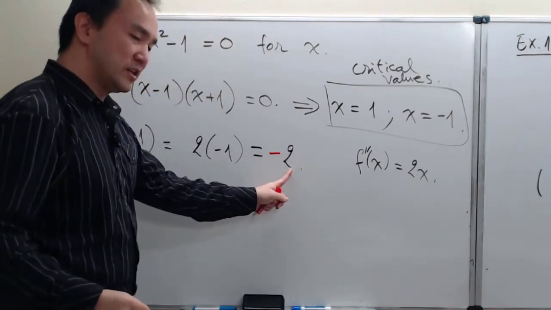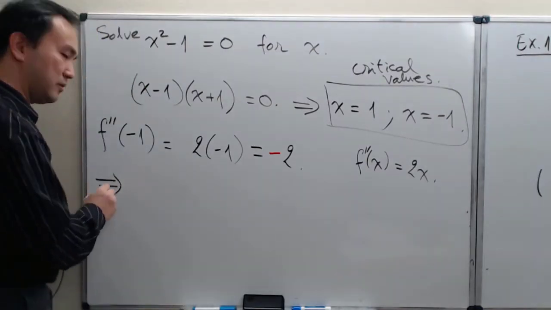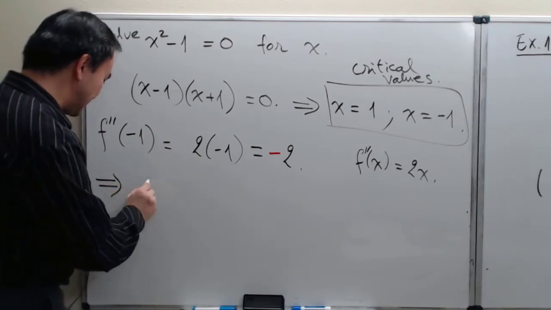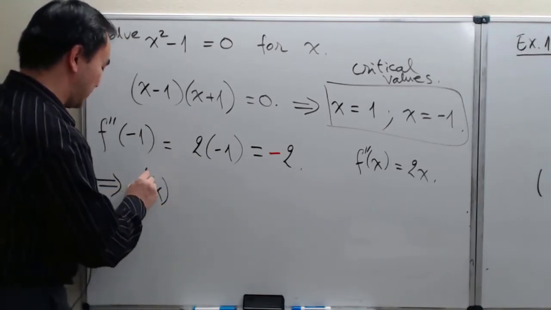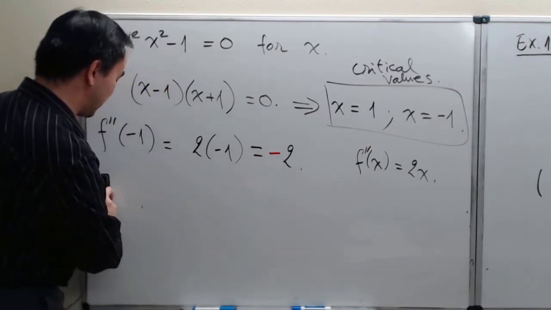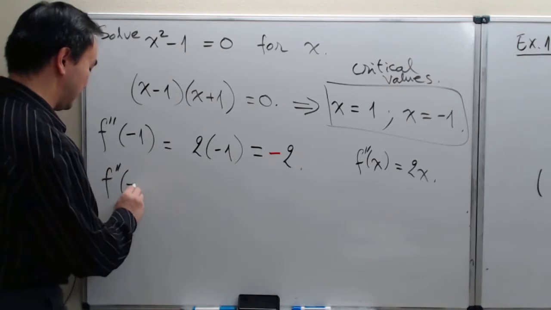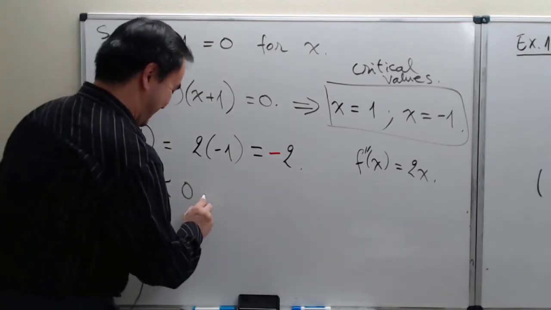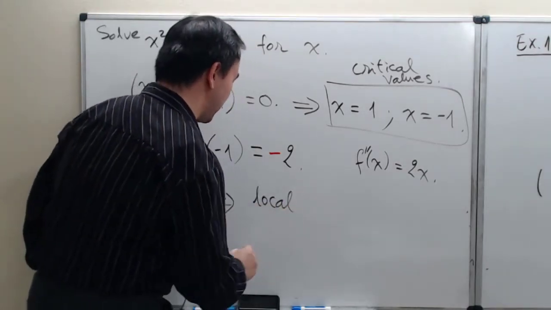So the value is not important. The sign here is what's important. That means, according to our written second derivative test that I wrote down earlier, let's just write down the conclusion first. So what we observe here is that f double prime at this critical value is negative. That's what I see.